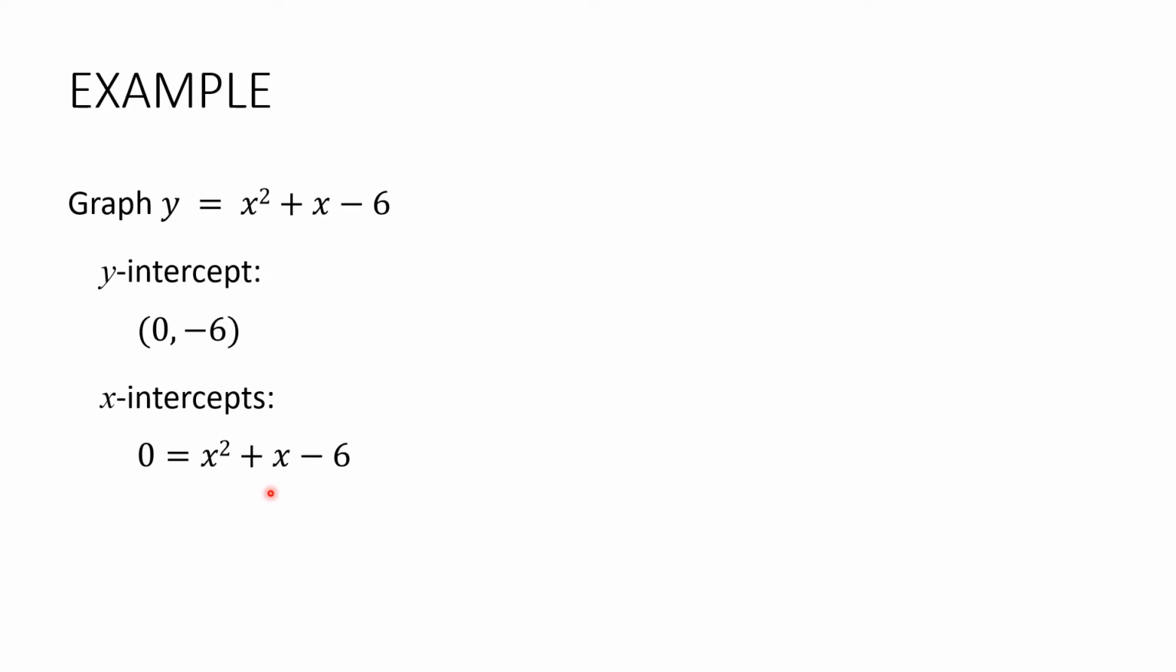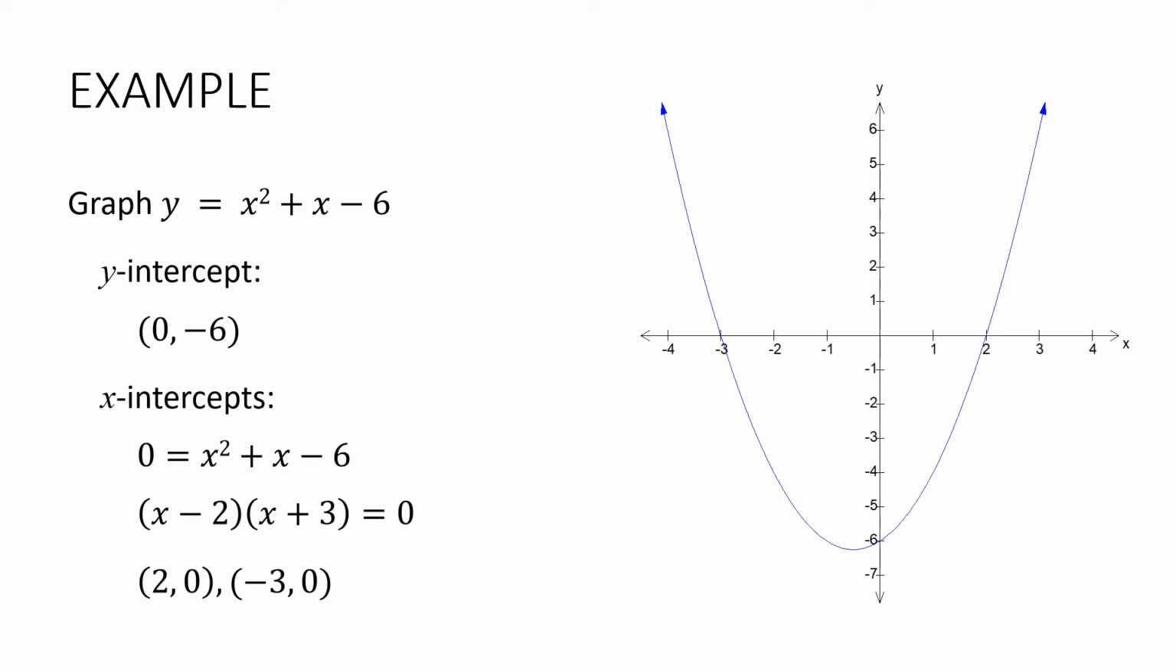Now, to solve this quadratic, we need to factorise this. Into brackets, we get (x minus 2) multiplied by (x plus 3) equals 0. Now, we're going to use our null factor law. Either this is equal to 0 or this is equal to 0. What makes 0 here? 2. What makes 0 here? Negative 3. And so the x-intercepts are the points (2, 0) and (-3, 0). And if we plot those points, (-3, 0), (2, 0), and (0, -6), we can draw our parabola.